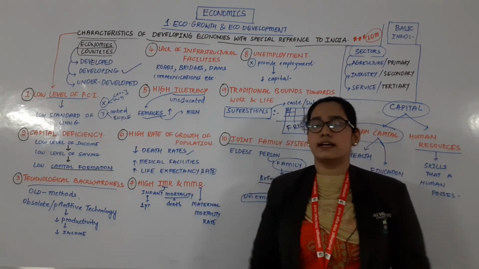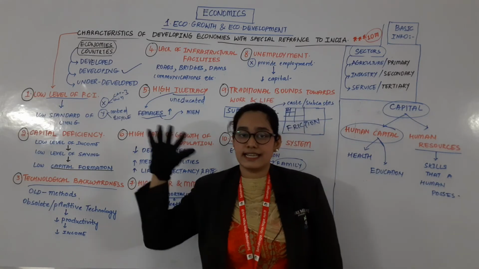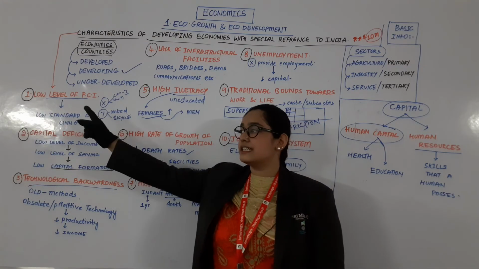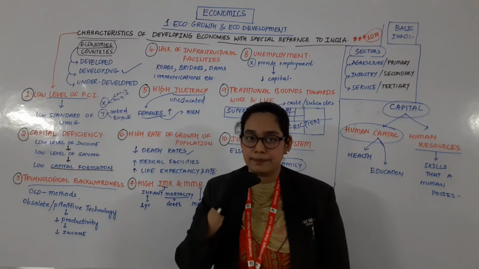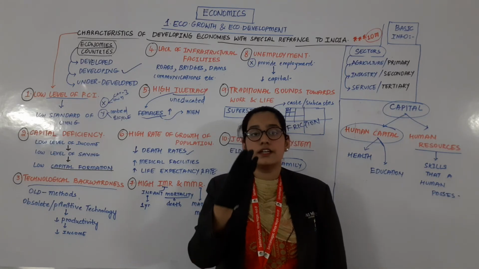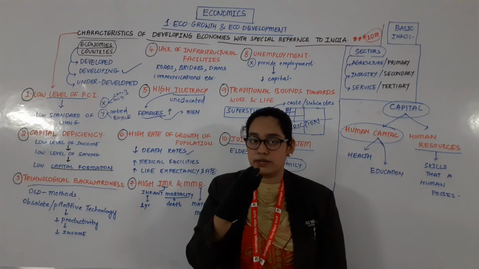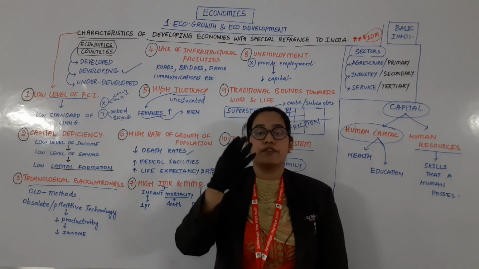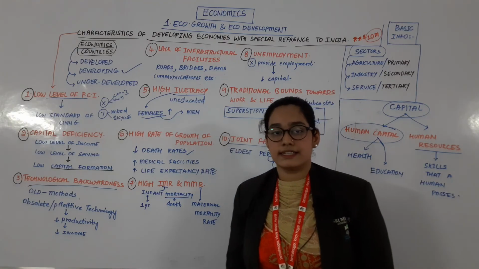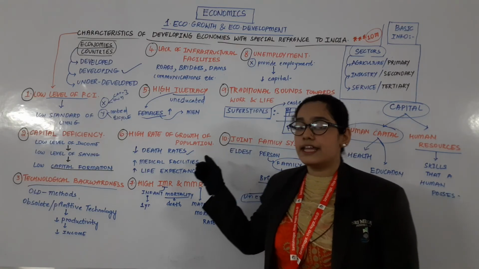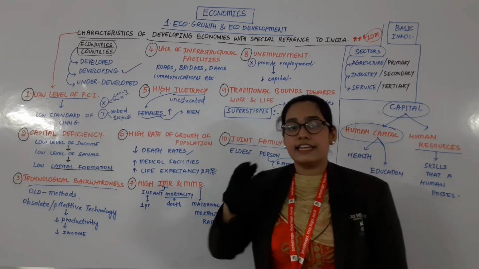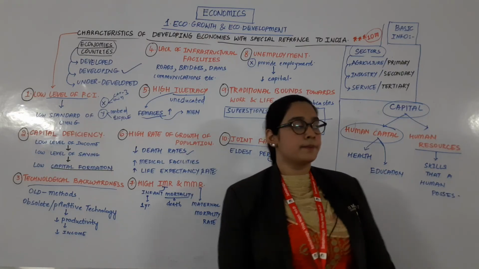Let us recall it for the last time. There are 10 side headings. Try to by heart it in a sequence manner. First is low per capita income. Second is capital deficiency. Third is technological backwardness. Fourth is lack of infrastructural facilities. Fifth is high illiteracy rate. Sixth is high rate of growth of population. Seventh is high infant mortality rate.